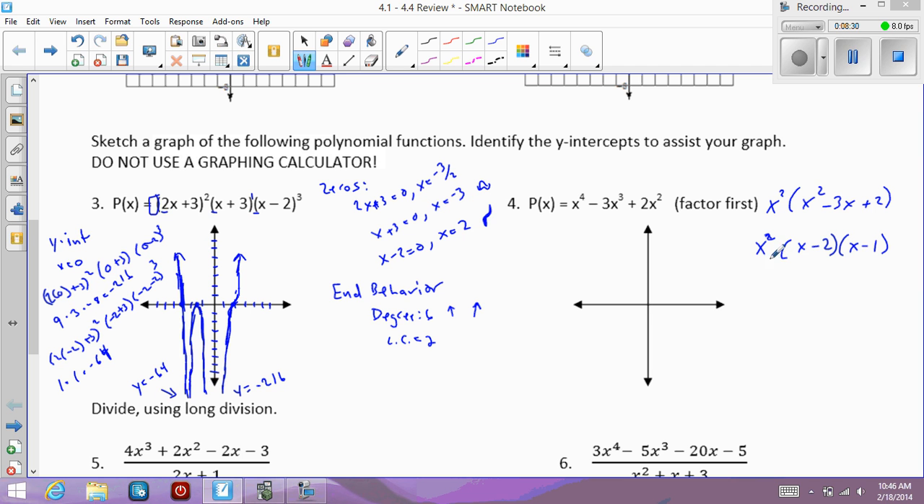So now I have three factors, and x squared is going to give me a 0 of the value 0. So x will be 0. For x minus 2, when I set that equal to 0, I will get x equals 2. And when I set x minus 1 equal to 0, I will get x equals 1. So here are my three zeros. I will go ahead and graph those.